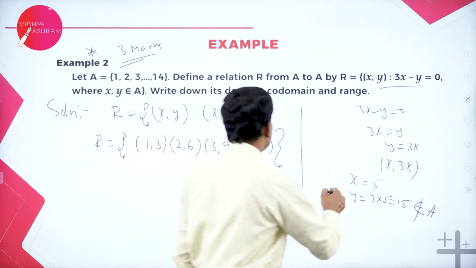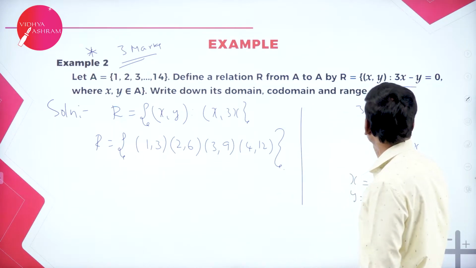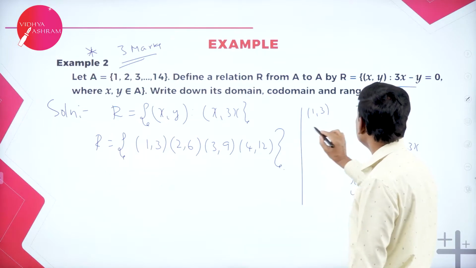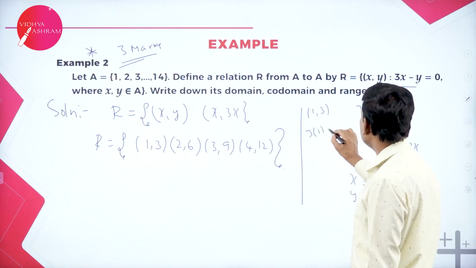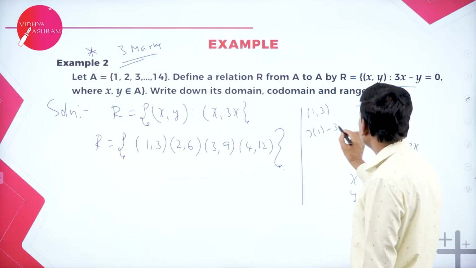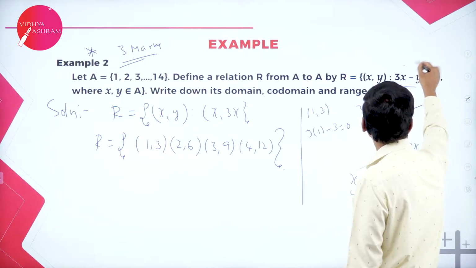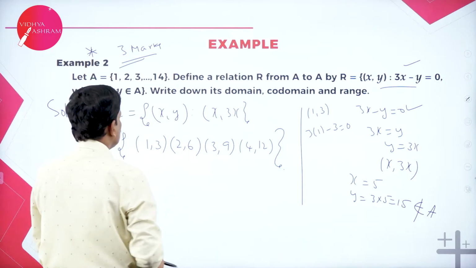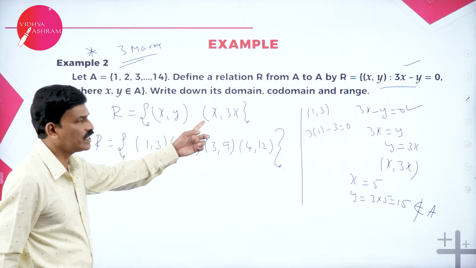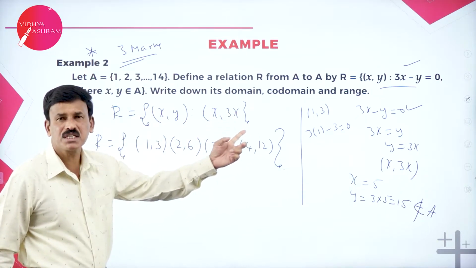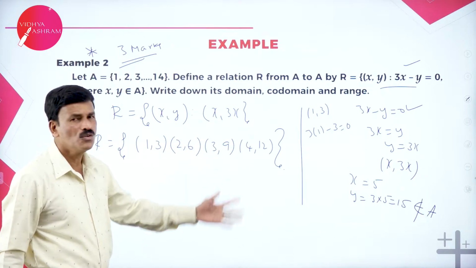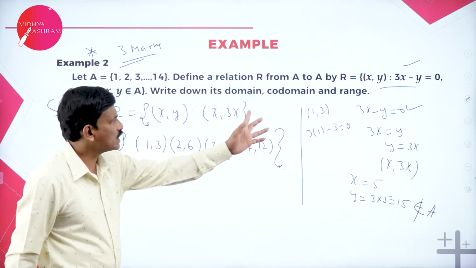See here, what is the condition given? 3x minus y is equal to 0. For (1, 3), 3 into x, which is 1, minus y, which is 3: 3 minus 3 is equal to 0. The condition is satisfied. So the simple way to write these elements is, when x is 1, y is equal to 3 times that element: (x, 3x), that is (1, 3), (2, 6), (3, 9) and (4, 12). This is the condition given.